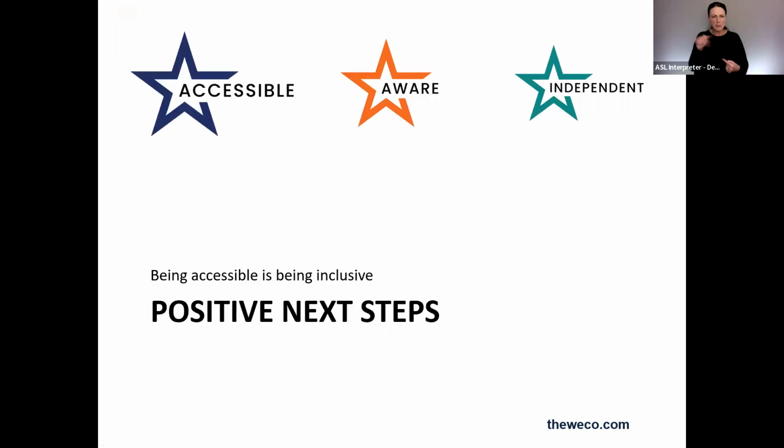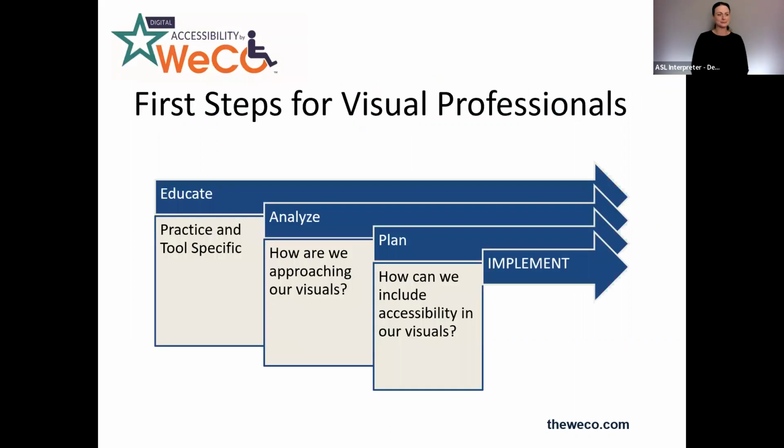So let's talk about, we all agree that we need to be inclusive. So let's talk about positive next steps and how you can take incorporating accessibility into your visual designs and making sure that everybody can access them. This is a section slide with the before named information. Okay. WeCo recommends these steps to begin to build a solid base of accessibility practices for visual professionals. The information we're listing next is shown in a smart chart with arrows.